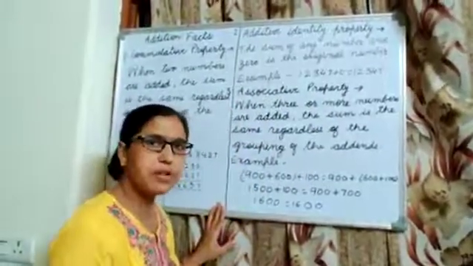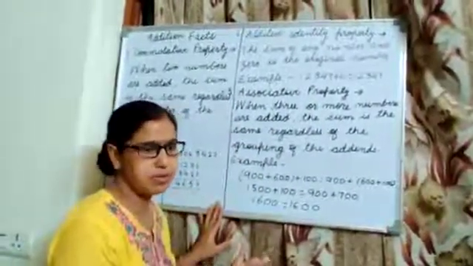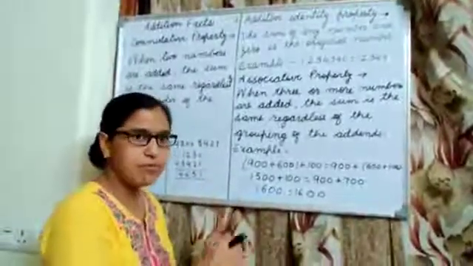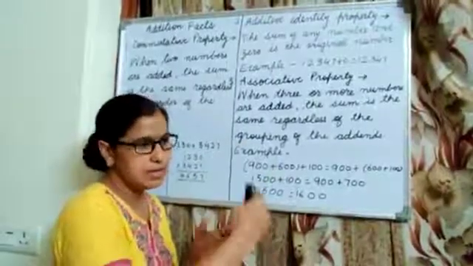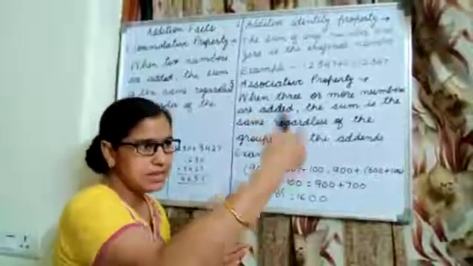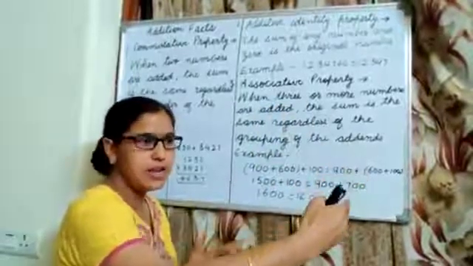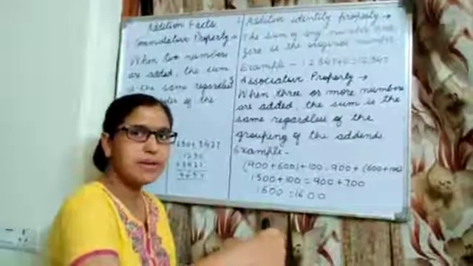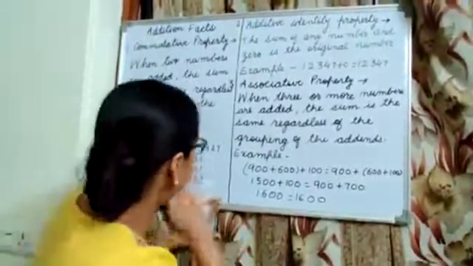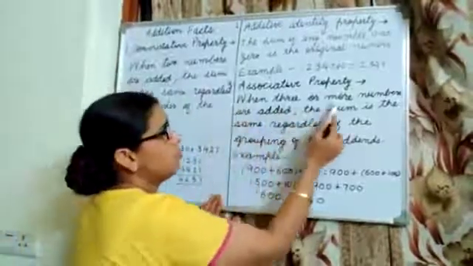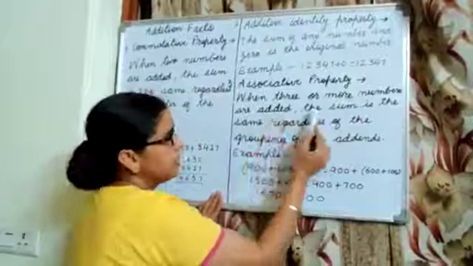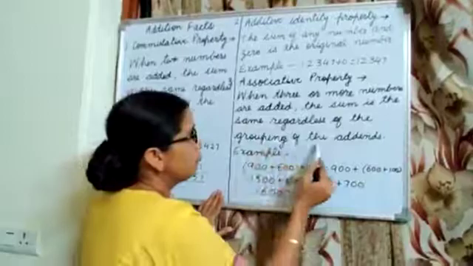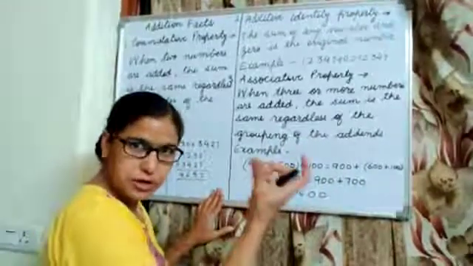Our next property is the associative property. In the associative property, what will we do? We will take three numbers. First we will add two numbers, then we will add that sum to the third number. Or on the next side, we will add the second and third addends, then add that sum to the first addend, and our answer will remain the same. When three or more numbers are added, the sum is the same regardless of the grouping of the addends. Grouping means regrouping them.